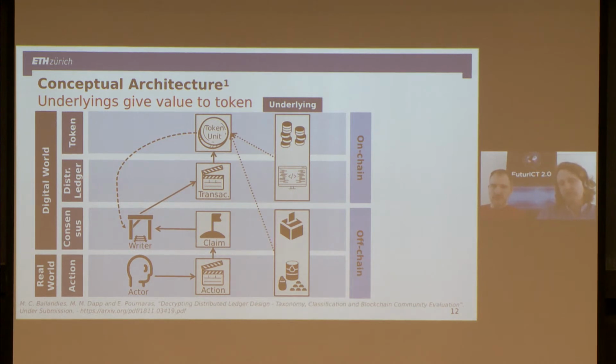And the source of value we call underlying. So for example, this underlying could be computational power in the system on the distributed ledger, maybe a voting right in the consensus, another token, or maybe goods and commodities.